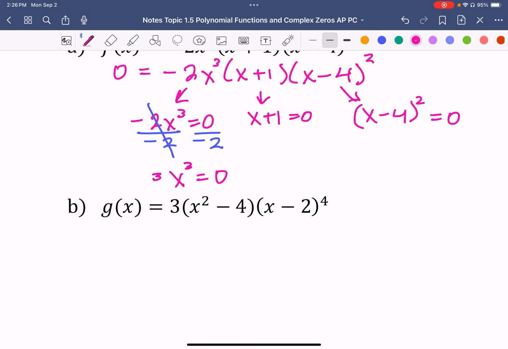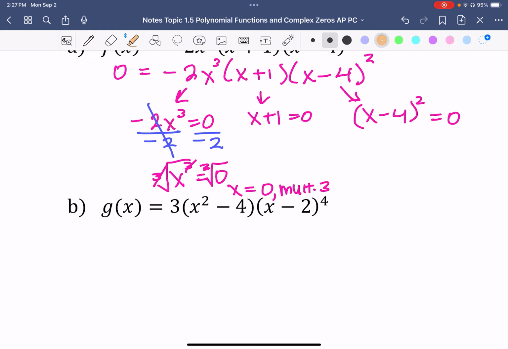Before we get to x, we're going to have to do the cube root on both sides so that the cube root and the cube cancel out. And then we're left with x equals 0. I kind of ran out of space here. x equals 0, and this has a multiplicity of 3.